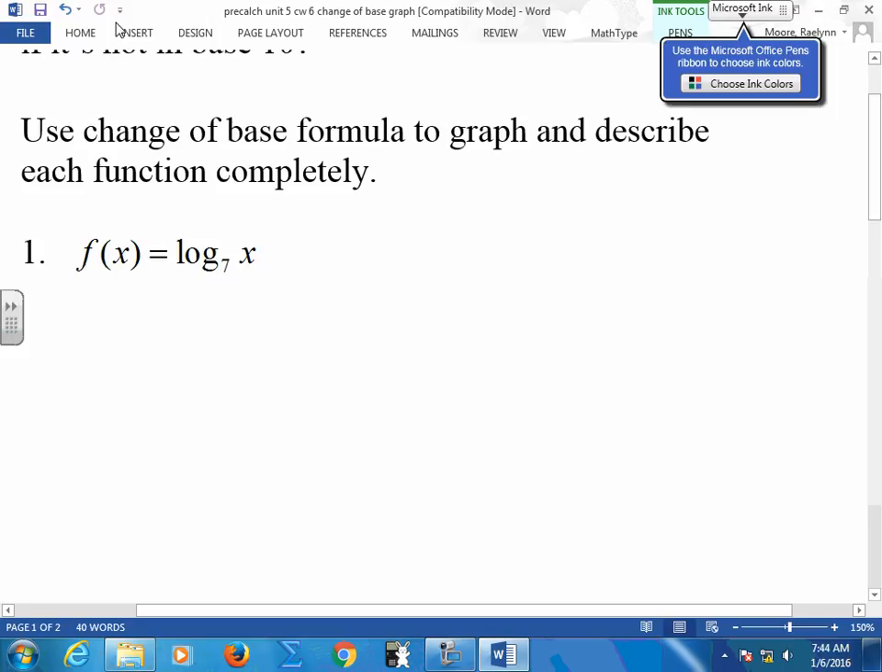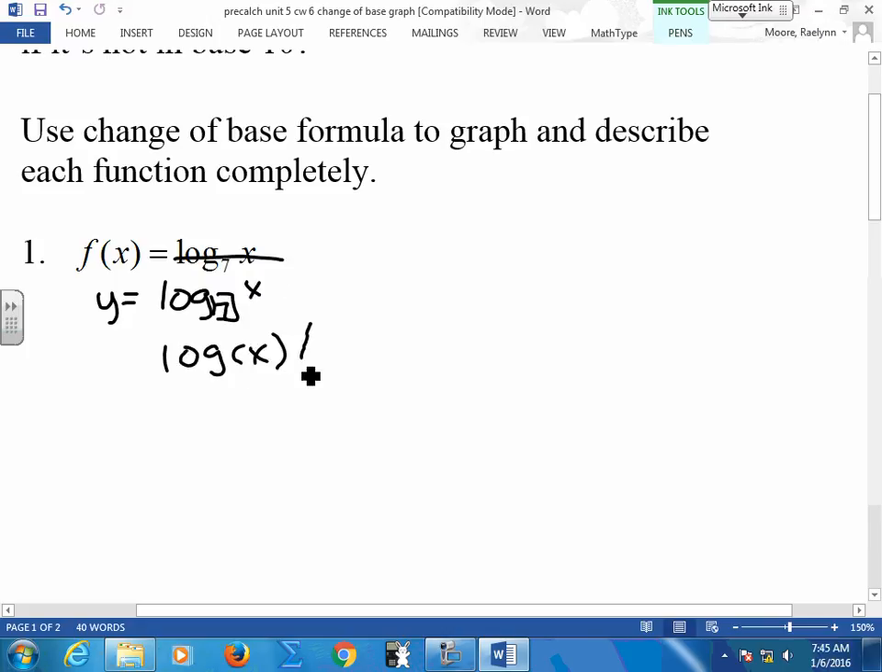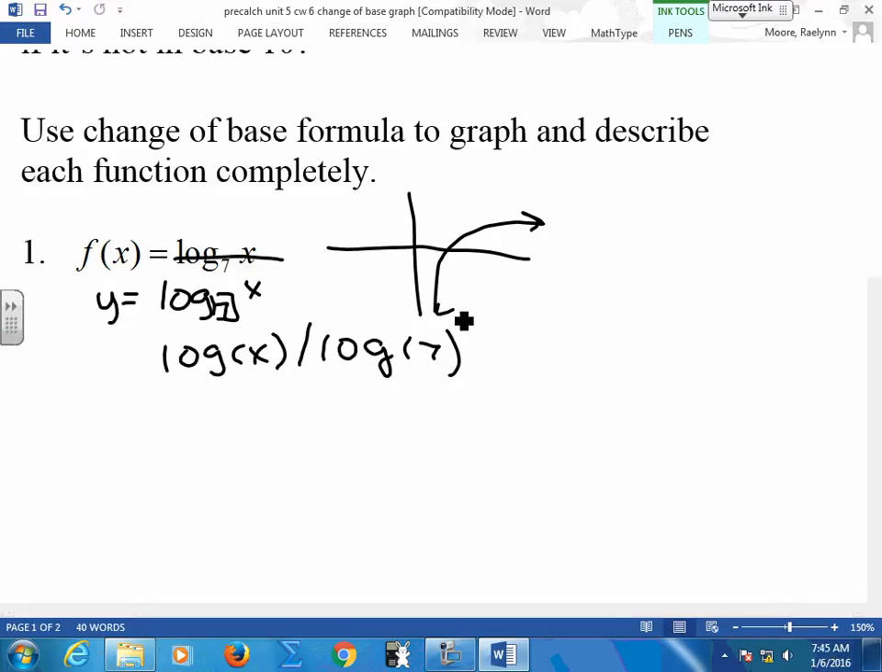Again, you can absolutely use your change of base in here. You can put it in your calculator with this part, log x divided by log 7. You know that it's a basic log. So, does anybody remember what the 7 does for the base?